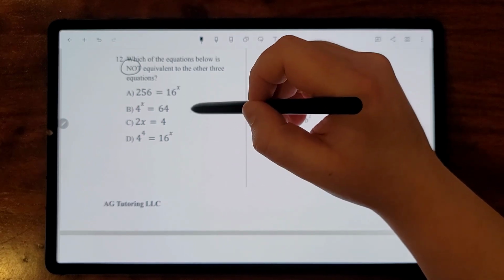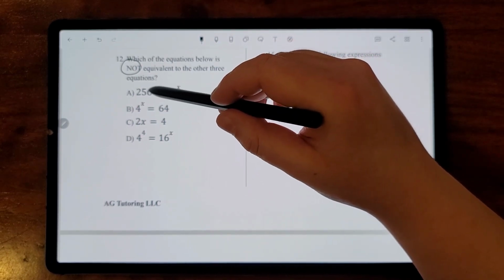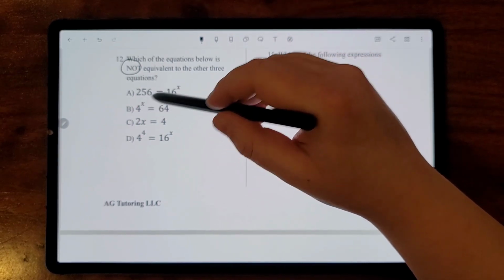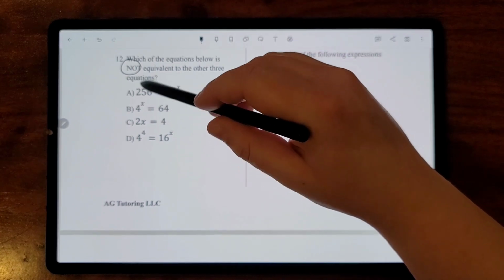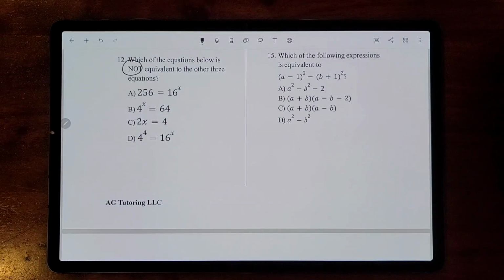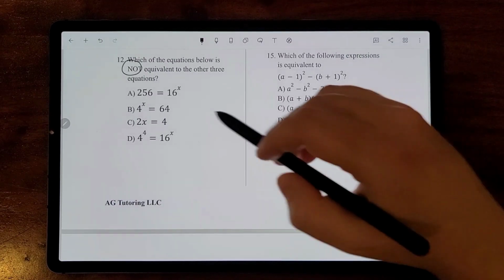So I'm going to look at this, and whenever I see stuff like this, with exponents to an x power or something, it's usually asking you to rewrite the equation or expression in some way in terms of the same bases. So that's what I'm going to start doing.